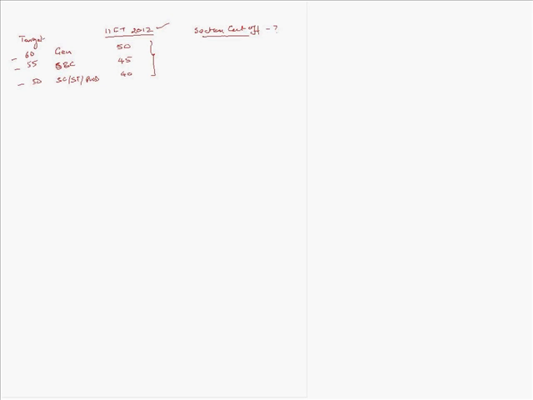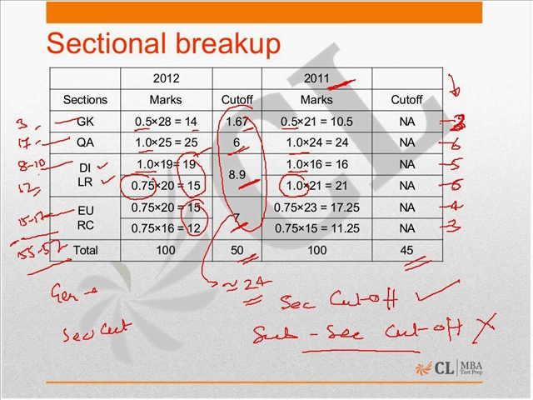Average sectional cutoff in quant. In any section you can assume that the cutoff will be 1/4 of the number of marks. It is unlikely to be higher than that. Precedence order, once again, okay, completely personal for each one of you. I have given you my preference order. You need to decide for yourself what has to be done.